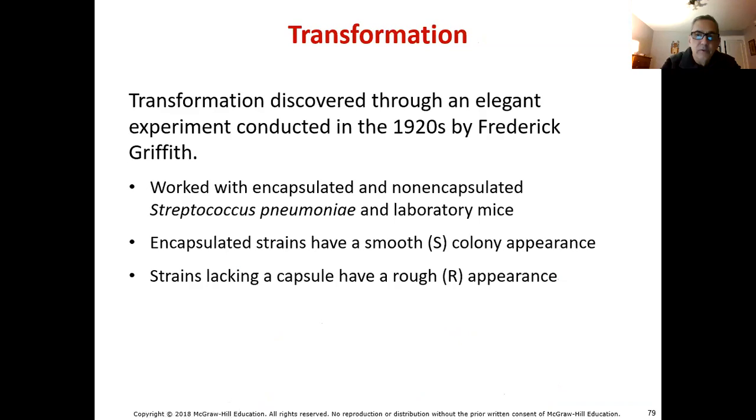Transformation was discovered by some experiments by Griffith in the 1920s. He was working with Streptococcus pneumoniae. When they were grown in culture, the ones that had a capsule made a smooth culture, and the ones that did not have the gene for the capsule made a rough culture. So the ones that had the genes to make a capsule were referred to as S. The colony was smooth. The ones that didn't have the capsule genes had a rough appearance.